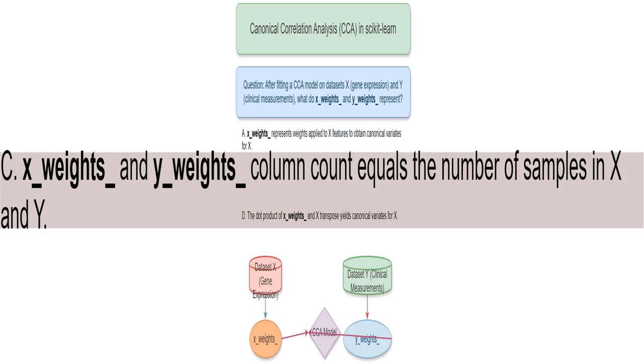Nope, this is wrong. The number of columns in x_weights_ and y_weights_ is equal to the number of features in X and Y, respectively, not the number of samples. Each column represents a weight for each feature used to create the corresponding canonical variate. The number of samples is a different dimension altogether. Think of each column as a coefficient related to a specific feature. We have as many columns as we have individual features in the datasets.